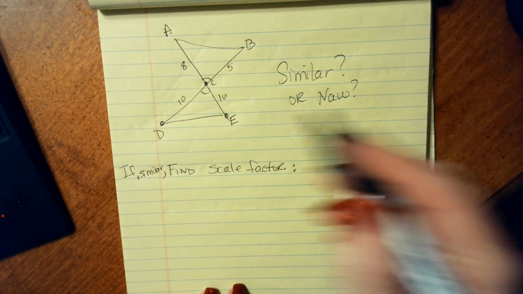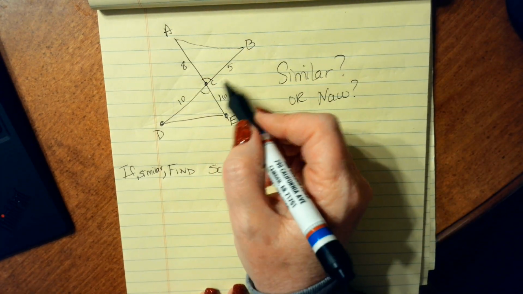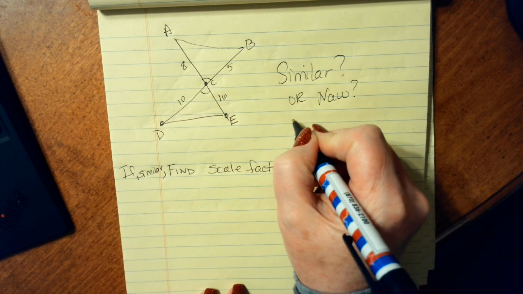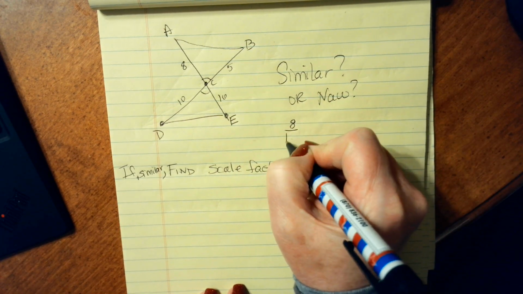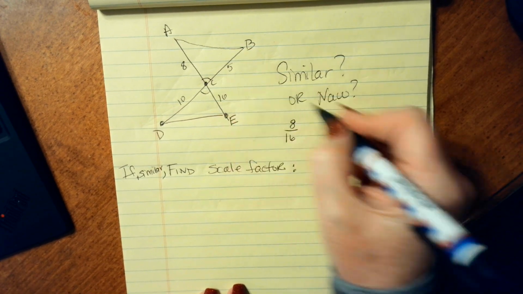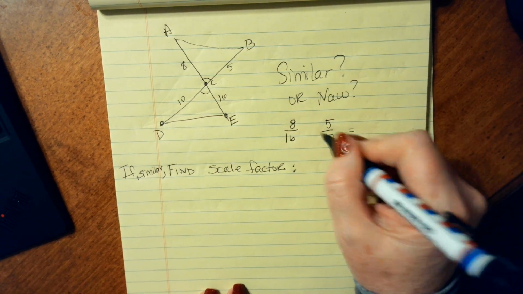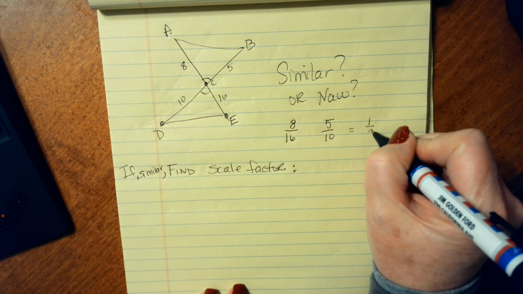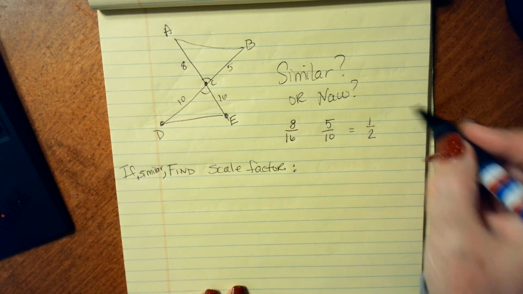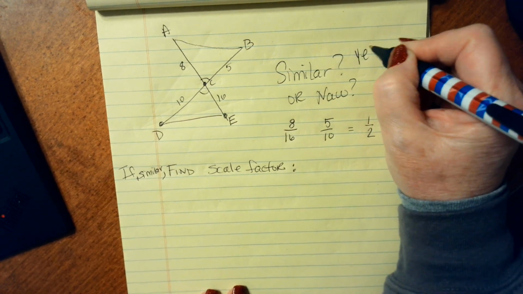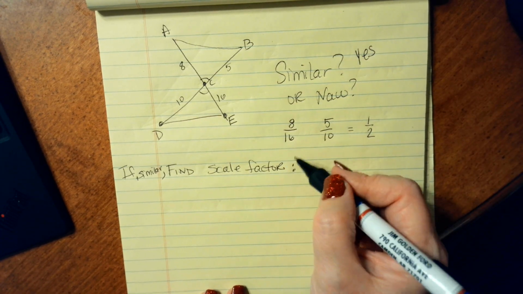So I'm going to try to use side, angle, side. So 8 over 16. I'm going to check to see if it's equal to 5 over 10. And it is. Both of those are equal to 1/2. So since they are similar, yes, then I'm going to name them.